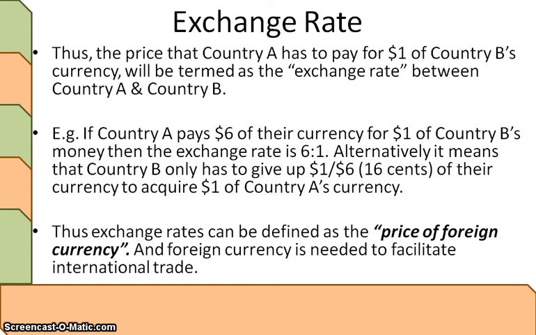Alternatively, it means that country B only has to give up 1/6 of their currency to gain $1 of country A's currency. That is, 1/6 of $1 would be 16 cents. So country B has to give up 16 cents of their currency to acquire $1 of country A's currency. Therefore, the exchange rate can be defined as the price of foreign currency. It is the price of foreign exchange. And foreign currency is needed to facilitate international trade.